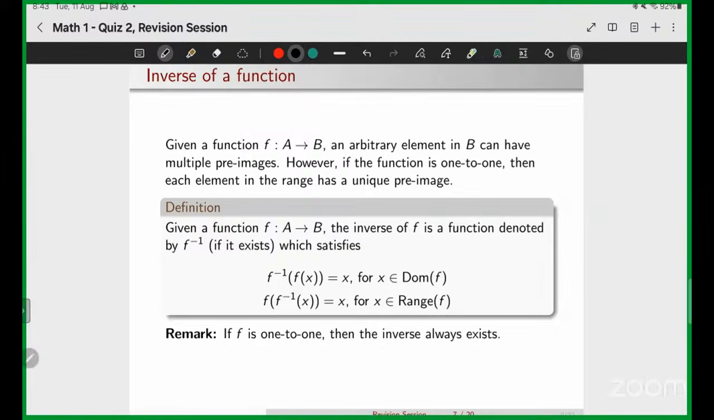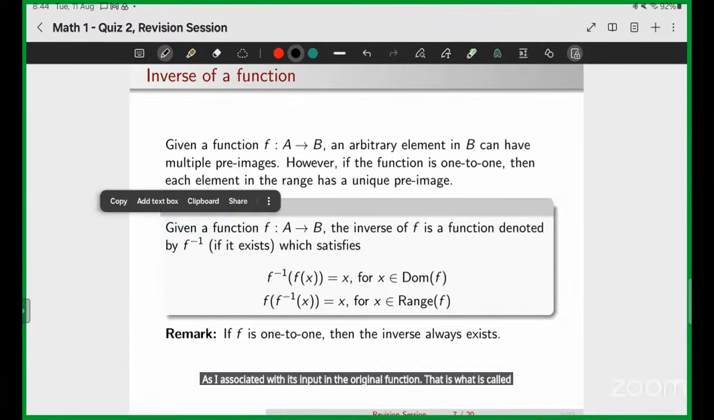When some element over here has multiple preimages over here, you will run into problems. So if the function is one-to-one, there is a nice way of defining an inverse function, which is simply defined by the law that if you take an element of the range, I associate it with its input in the original function. That is what is called the inverse function.